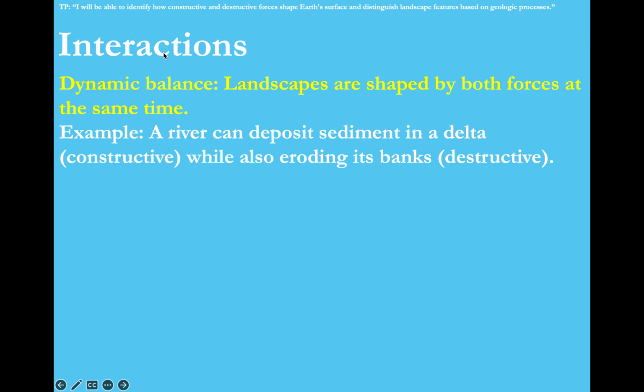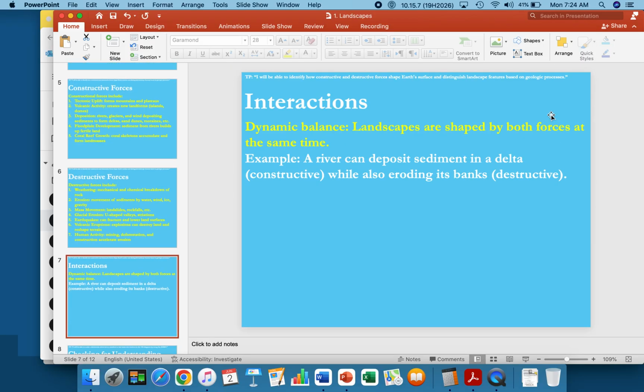All right, last one, interactions. Dynamic balance. Landscapes are shaped by both forces at the same time. So for example, a river can deposit sediment in a delta, a constructive force, while also eroding its banks. Eroding, destructive. All right, that concludes this lesson.